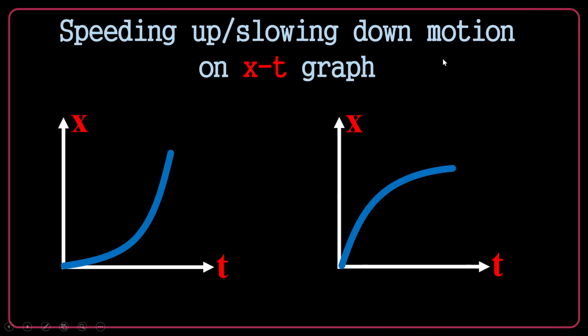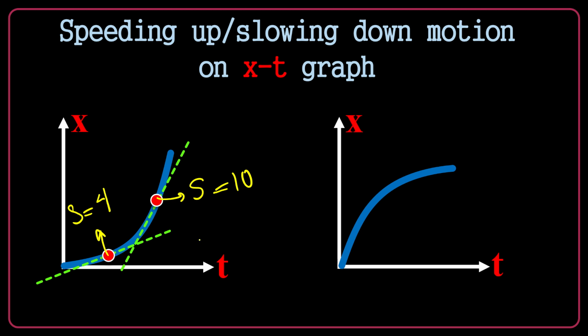Speeding up or slowing down motion on the x-t graph. Look at the left one. Here the slope of the graph is something. At a later time the slope is larger, you see. So the velocity is larger, but for checking speeding up or slowing down motion, we do not pay attention to velocity, never ever. We just take the speed. So forget about the negative sign. Even if the velocity is negative, I just consider the absolute value. Here I say the speed is something like 4, and here the speed is something larger, maybe 10. So it's speeding up.